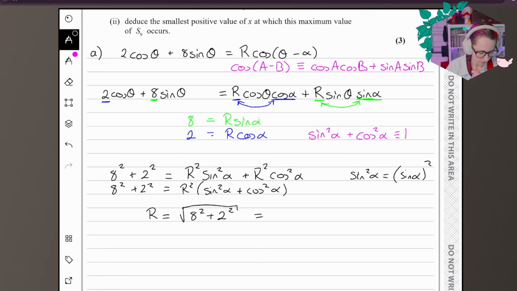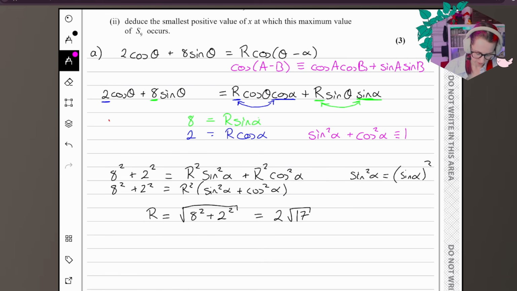So r equals 8 squared, which is 64, plus 4, so the square root of 68, which is 2 root 17. This paper really likes root 17. I'll give it to them. So we'll leave that alone for the minute. And then we need alpha. So if we go back to our 2 equations here, our 8 equals r sine alpha, and our 2 equals r cos alpha. We want something with alpha equals something. So we could solve one of these, but there's a quicker way we can do it.